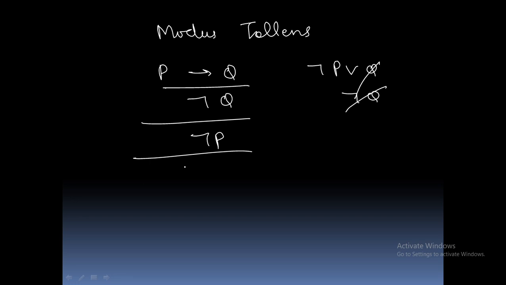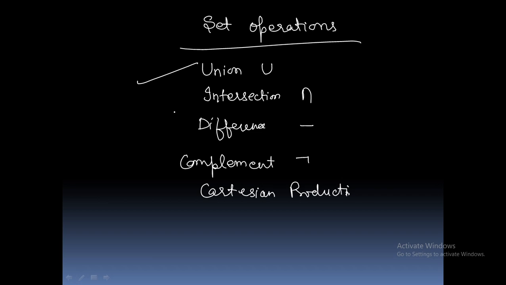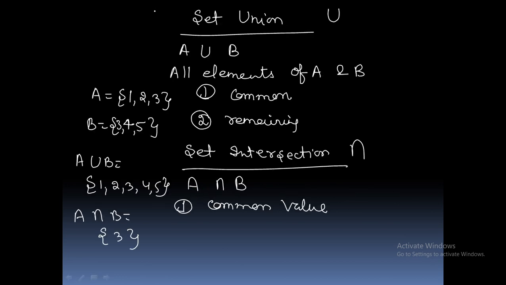Now next topic is set operations. There are 5 types of set operations: union, intersection, difference, complement, and Cartesian product, that is also known as cross product. First is set union. We use this symbol for union, A union B. All elements of A and B will be taken, means first we take common value, then the remaining values. Here we take example A 1 2 3, B 3 4 5. We take one common, that is 3, and 1 2 3 4 5 also we take here because it is a union. And in case of set intersection, we take only common value, so result will be A intersection B, that is 3 from these two sets.